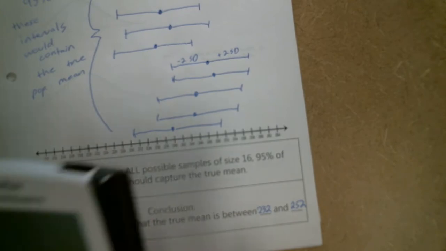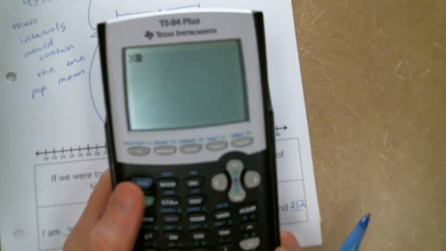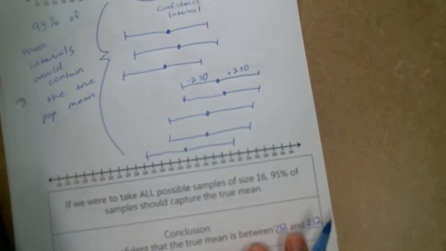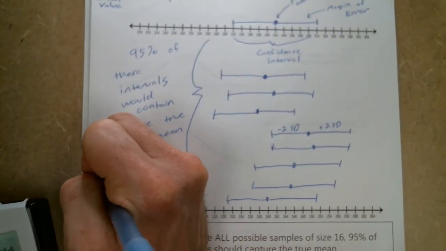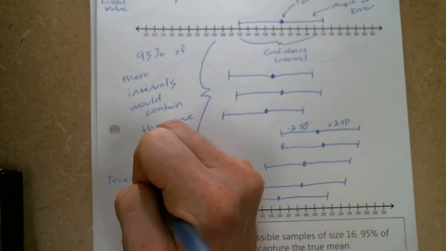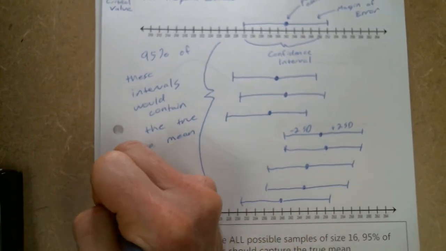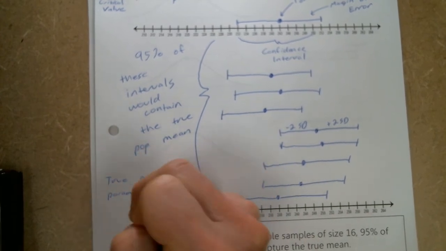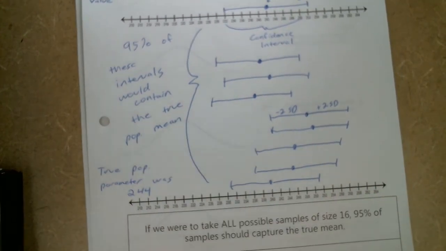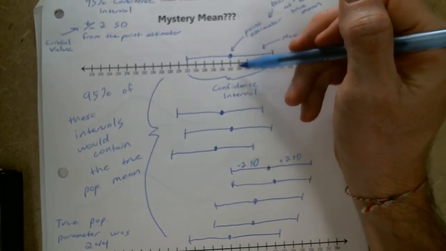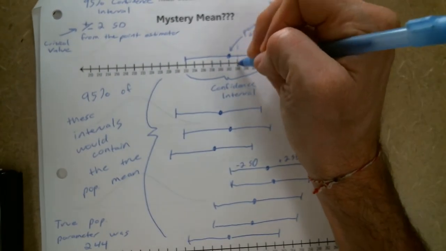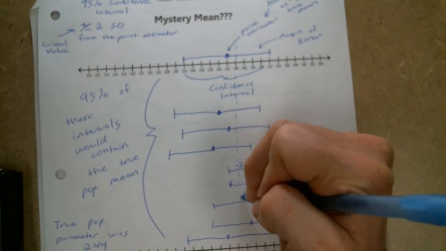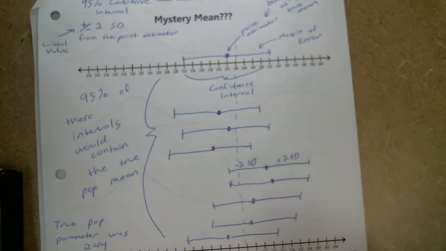Now, what was the true value? If I hit X here, the true value was 244. So for us in this little example, the true population parameter was 244. And you'll see, here's 244 right here. All of the intervals we created actually had 244 in it.